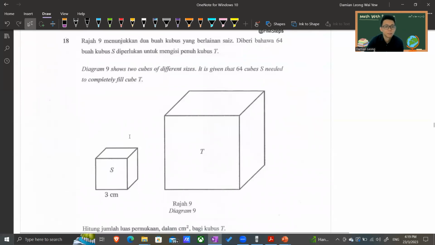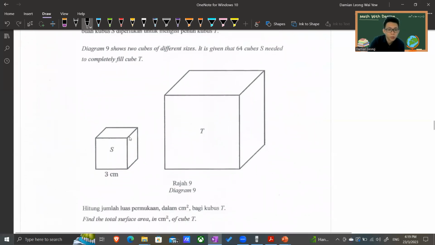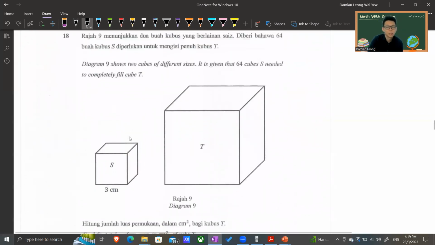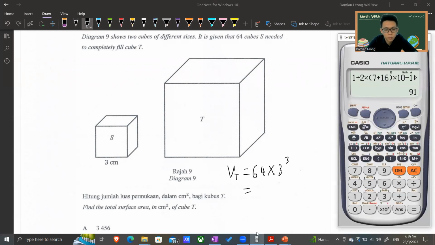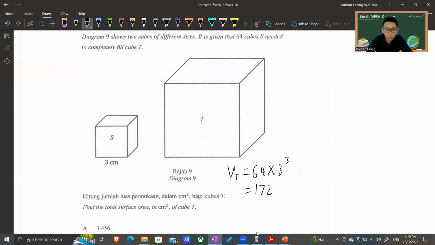Then question 18. Diagram 9 shows two cubes of different sizes. 64 cube S fills the cube T. Means 64 times of the volume of cube S is equals to volume of cube T. So let's find the volume of cube T first. 64 times, this one 3 means each side also 3. So 3 cube is the volume of the cube S. 64 times 3 cube. 1728.